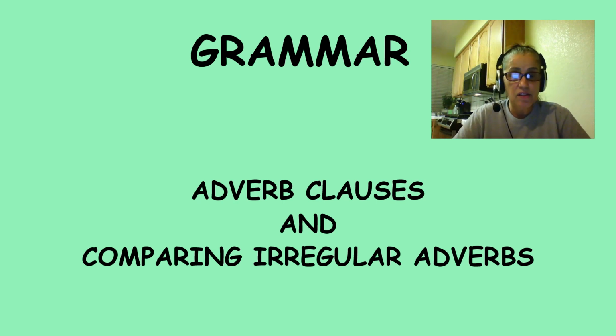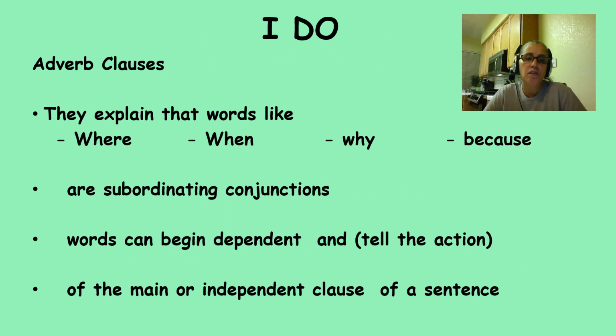So the objective of this lesson, students, is to use clauses in sentences with subordinating conjunctions. And you remember what a conjunction is. It is a word that connects two sentences. Okay, so let me explain what adverb clauses are. They're words like where, when, why, and because. And they are usually subordinating conjunctions, words that can begin a dependent clause that tells about the action in a main or independent clause of a sentence. I know that sounds very frustrating, but I'll explain when I give you the example.